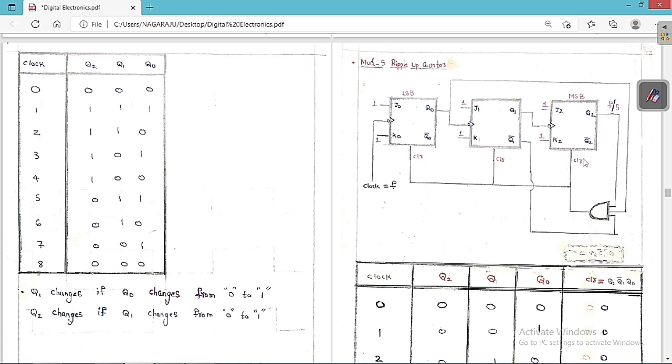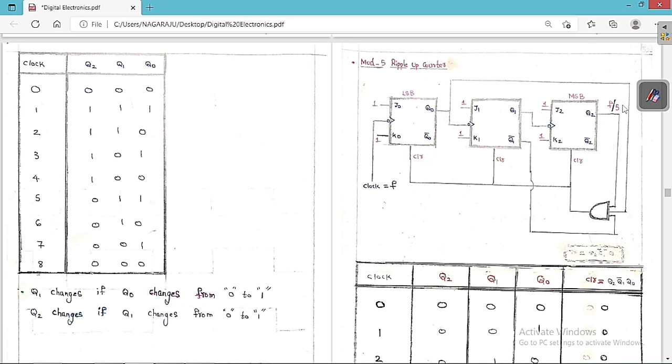So whenever the clear is activated, by default all the outputs are going to become 0. Listen carefully: whenever this clear part, CLR, is activated, all these outputs are going to become 0 by default.